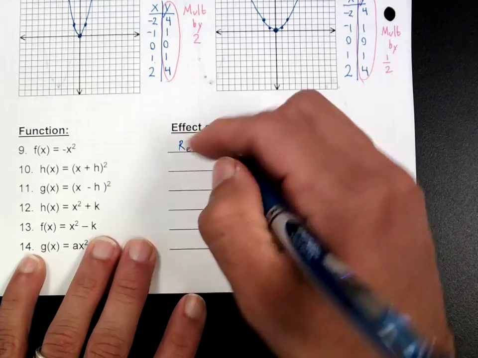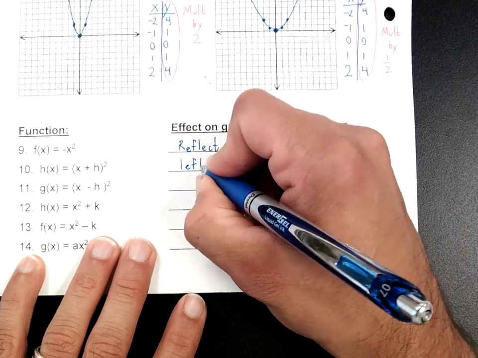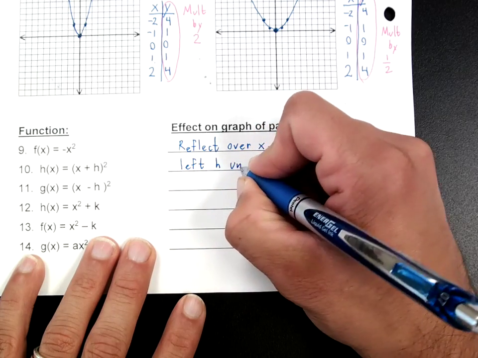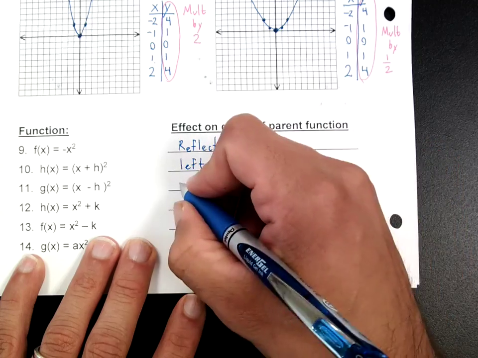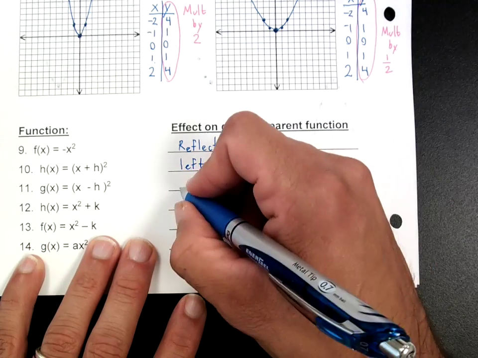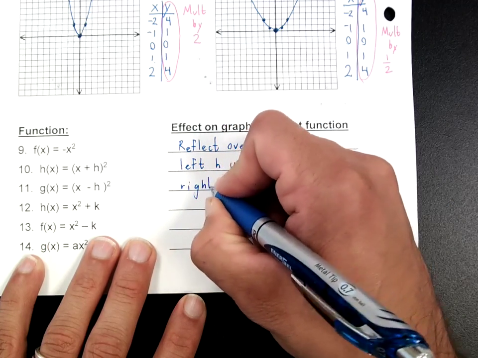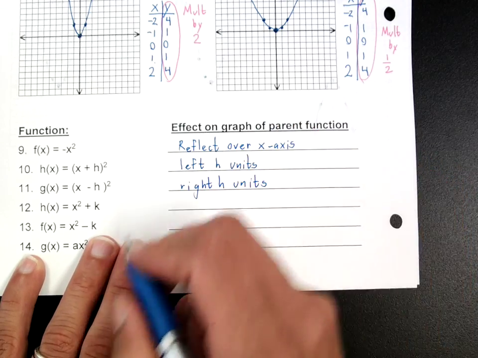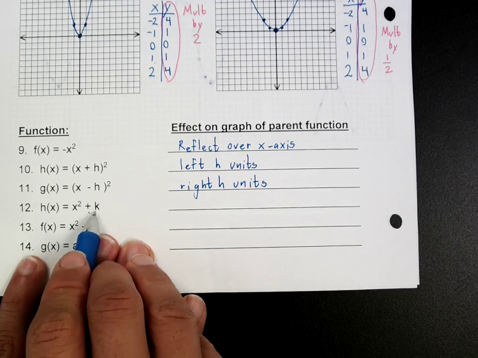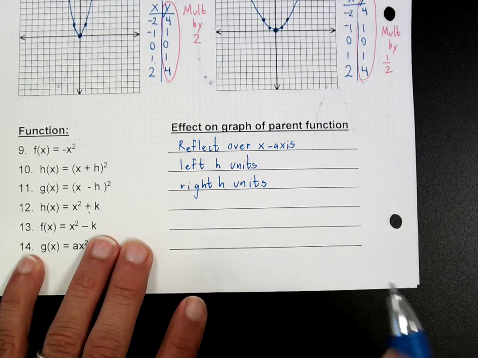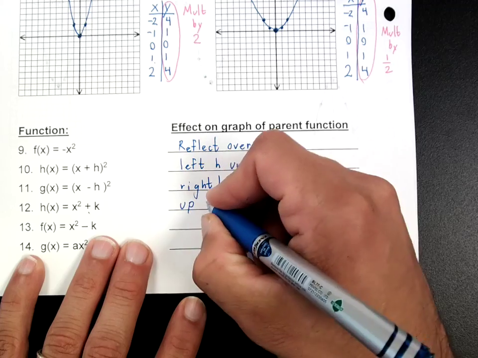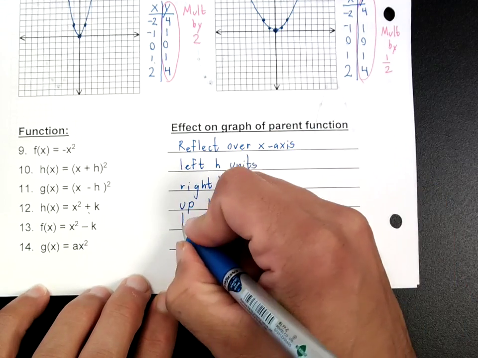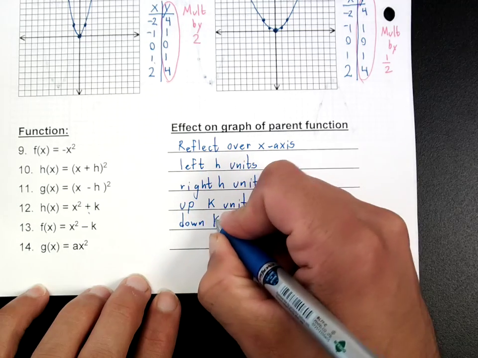If you have a plus h, that means left. Notice that that's left, not right. Left h units. If you have a minus h, that's going to be right h units. If I have a plus k, or a plus a number on the outside of the parentheses, that's going to be up k units. This is going to be down k units.